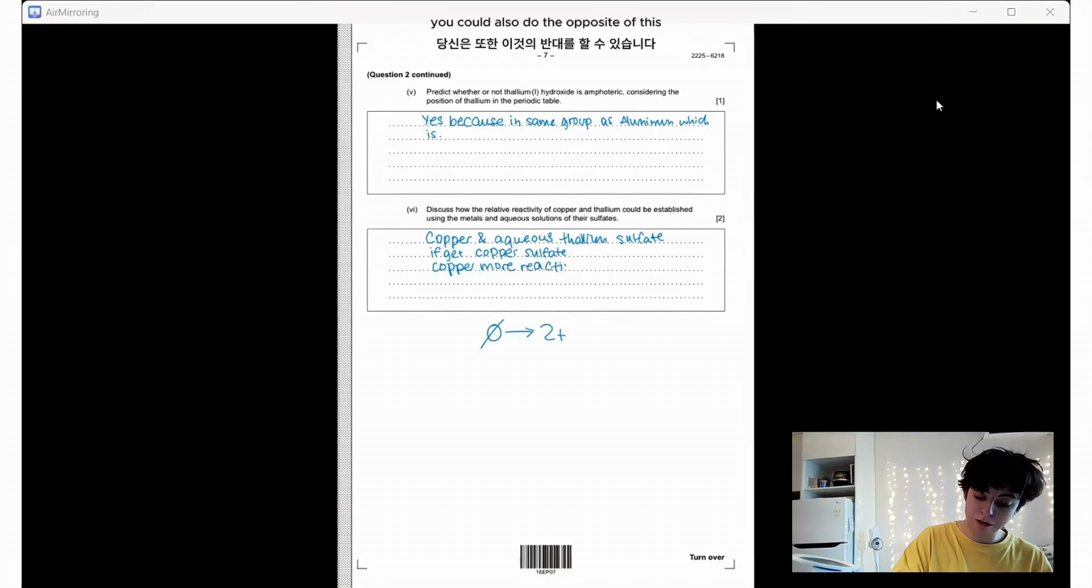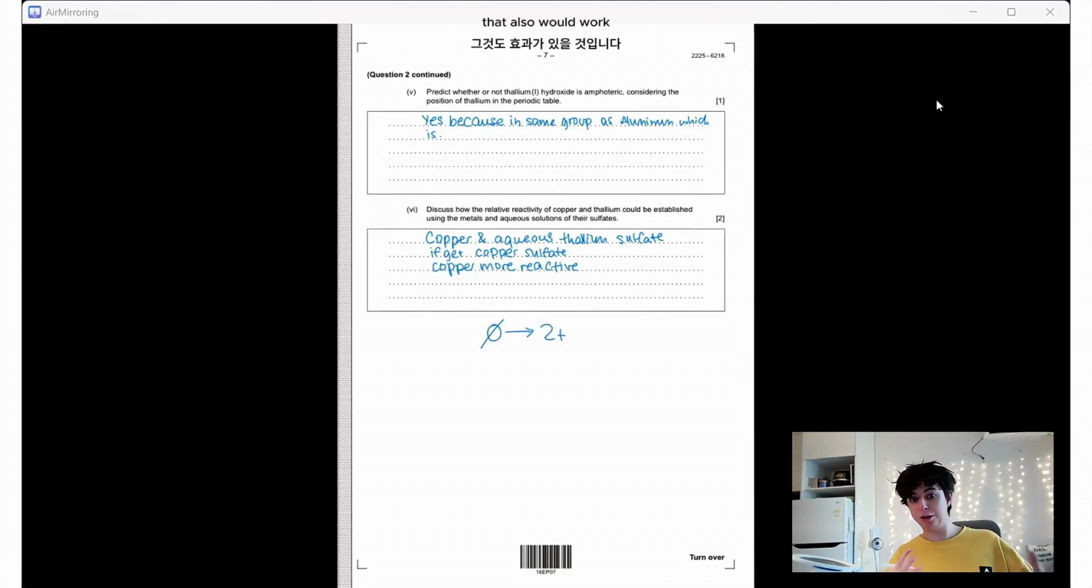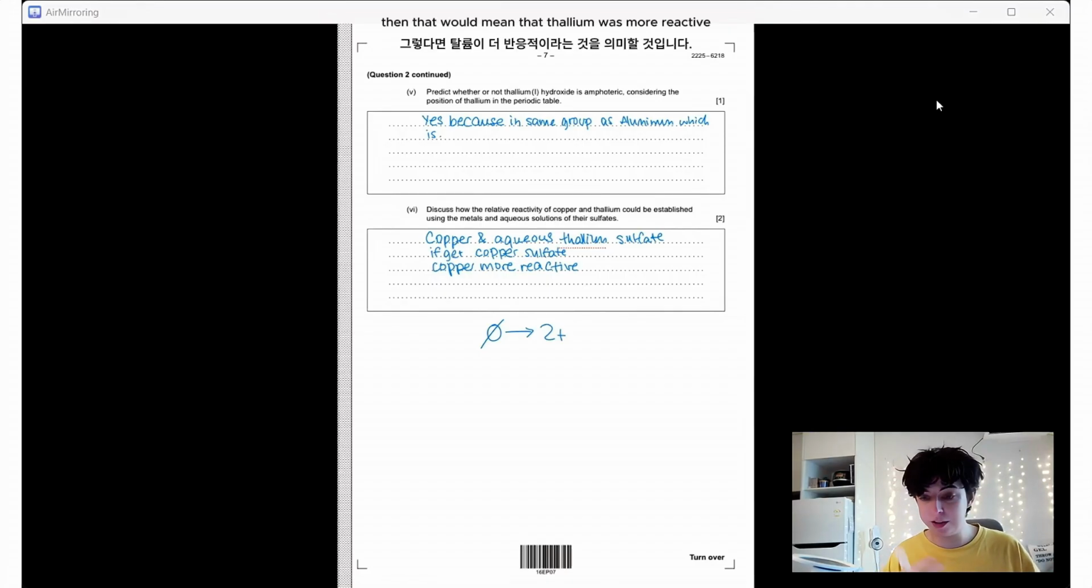Okay. You could also do the opposite of this. That also would work. You could say that you had thallium and then aqueous copper sulfate. And if you got aqueous thallium sulfate, then that would mean that thallium was more reactive. You could do either one. Either one would tell you the trend. Okay. And so that is now actually the end of question 2.